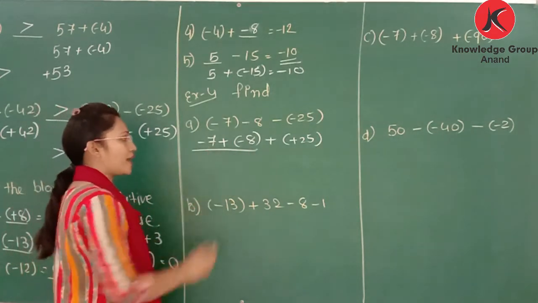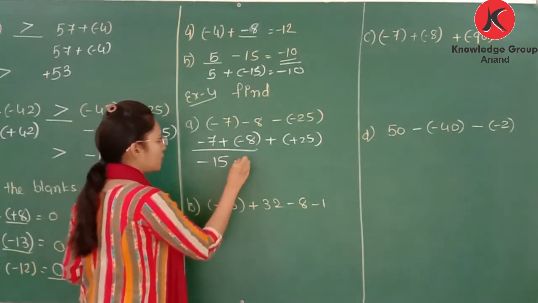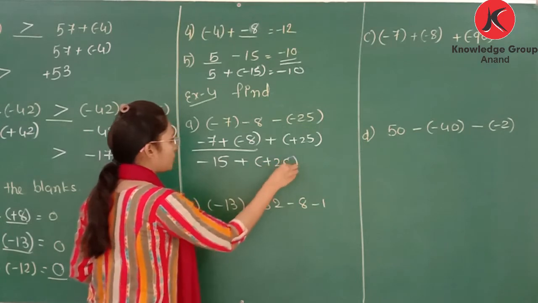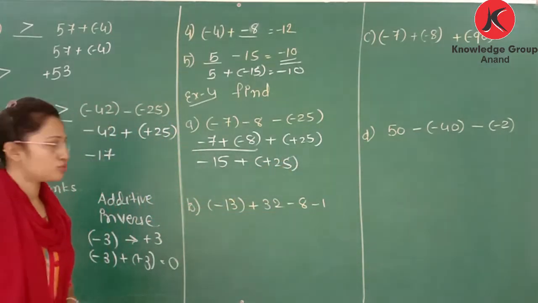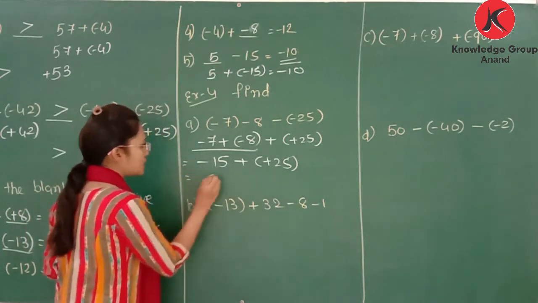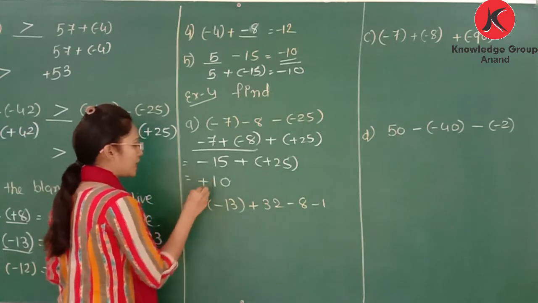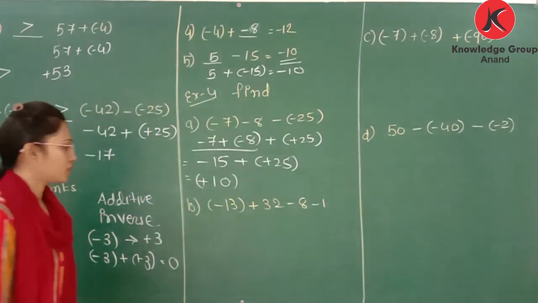So minus 8 minus 7, that is 15, so minus 15 plus 25. Now one number is negative, one number is positive. What we need to do? Subtract the numbers. 25 minus 15, that is 10. Bigger number is 25. Sign of 25 is plus. So answer is plus 10.